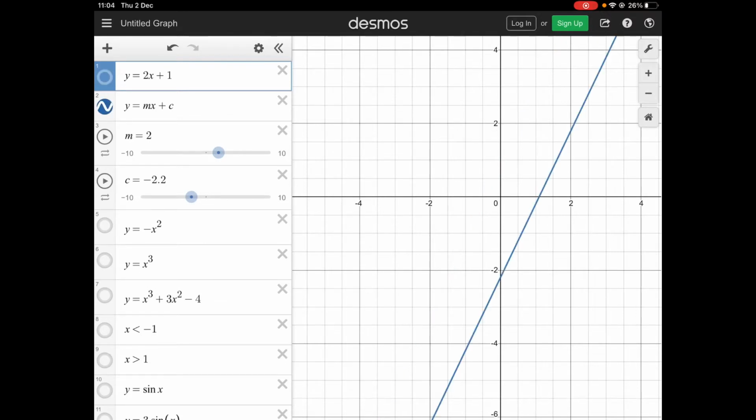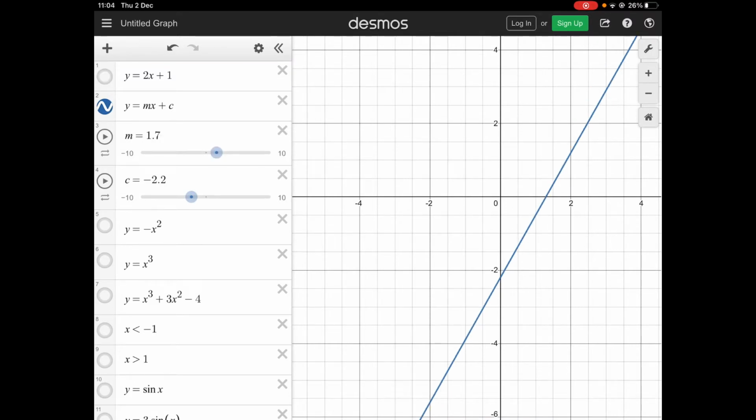We can generalise the straight line equation, y equals mx plus c. And these little sliders here allow us to change the gradient of the line. You can see it changes there. And as the gradient increases from 1 to 2, you'll see the line gets steeper, so it's easy to form that link.